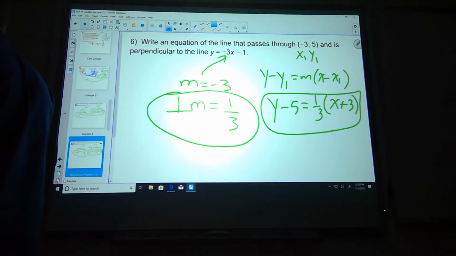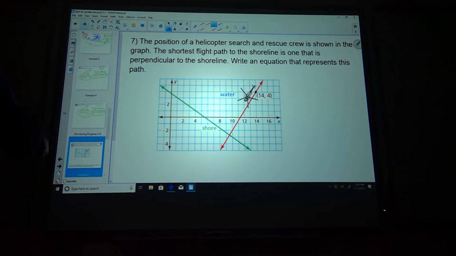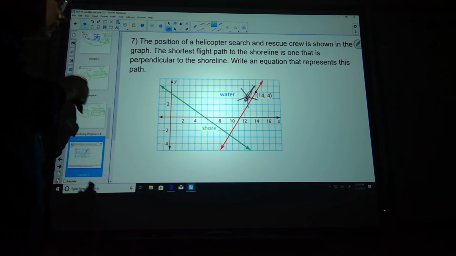Last slide. Oh, this is real life because we got water here and helicopters. Okay, the position of the helicopter search and rescue is shown in the graph. The shortest flight path to the shoreline is one that is perpendicular to the shoreline. Write an equation that represents this path.